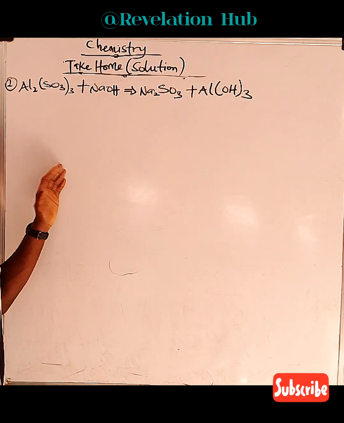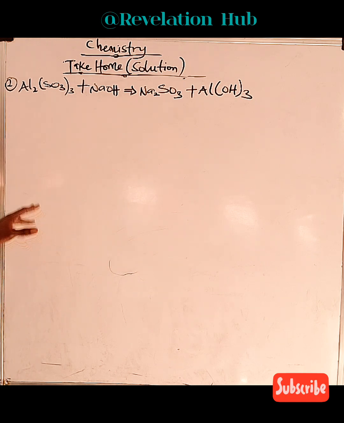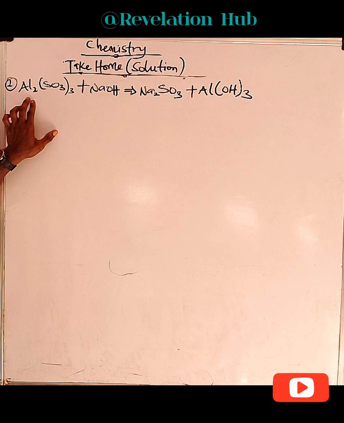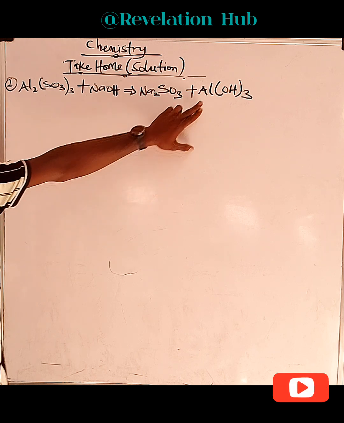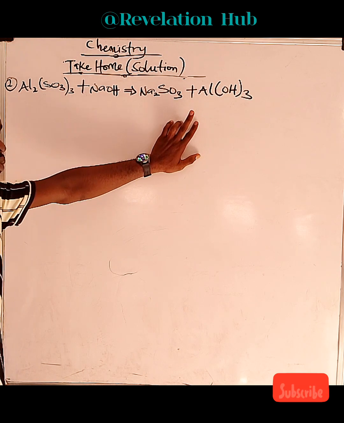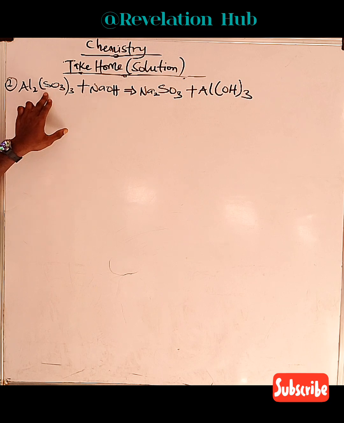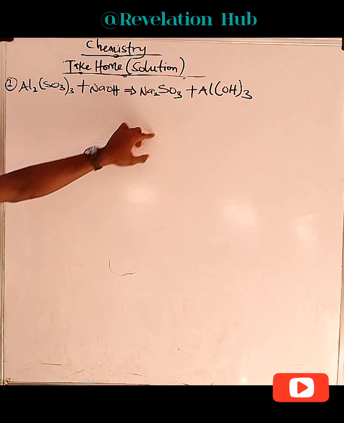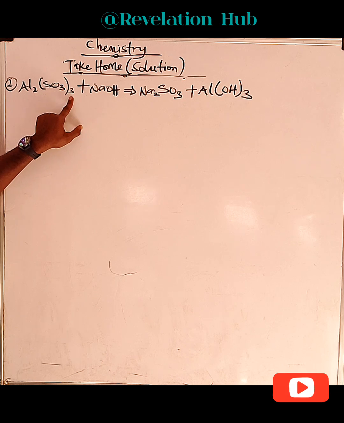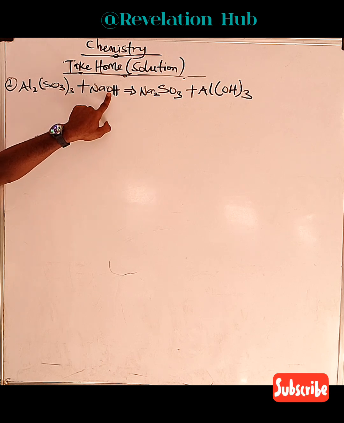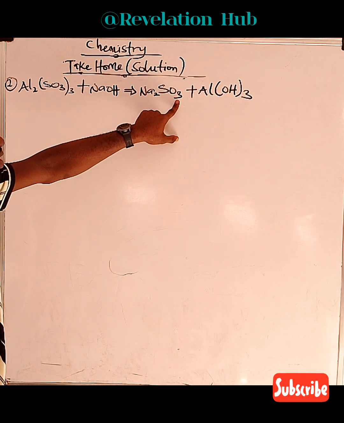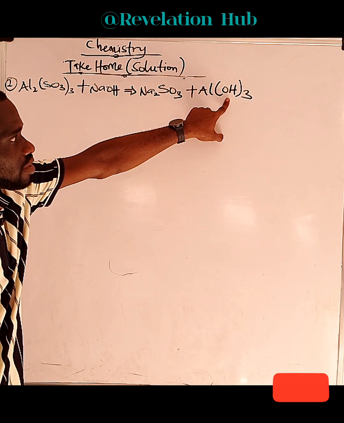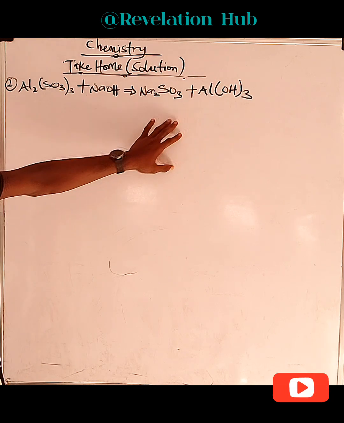Before we balance this, let's see first if it is balanced or not. Aluminium here, which is Al, we have 2 atoms, and on the other side we have only 1 atom of aluminium. So this equation is not balanced. Sulfur here is 3 atoms and there it is 1 atom, so it's not balanced either. Oxygen is 9 plus 1, which is 10, while on the product side it is 3 plus 3, altogether 6. It's not balanced.